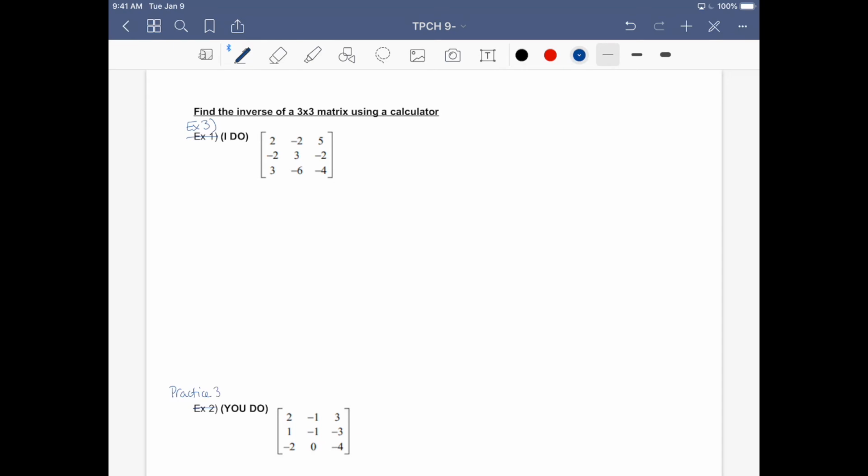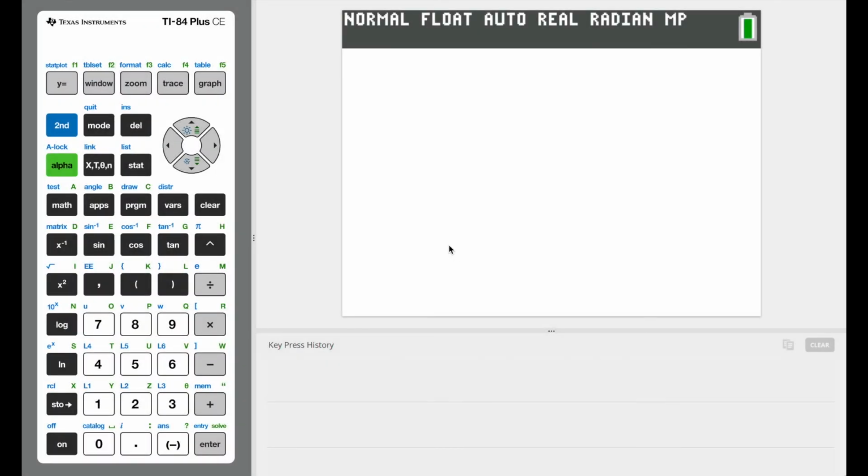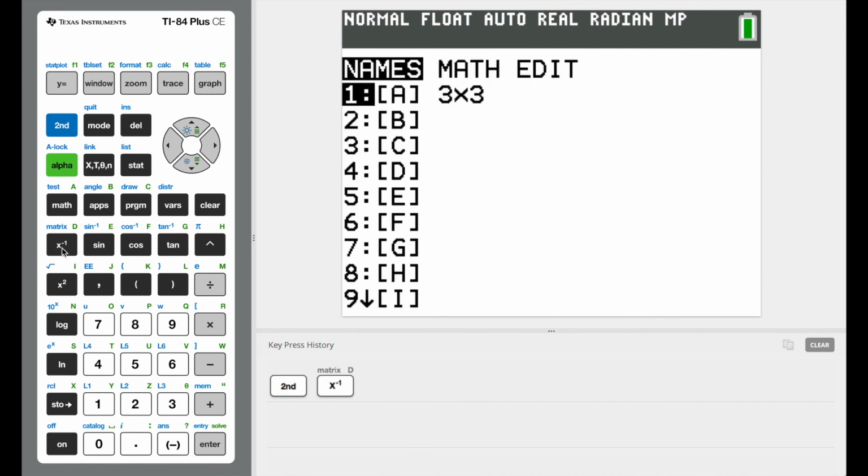This time, I'm not going to have you find the inverse of a 3 by 3 matrix by hand. I'm going to have you use the calculator. So go ahead and get your calculator out and I'll show you how to do that. We are now going to find the inverse of a 3 by 3 matrix using the calculator. Make sure you're at your home screen. Click on second, x to the negative 1, to put us in our matrix calculator.